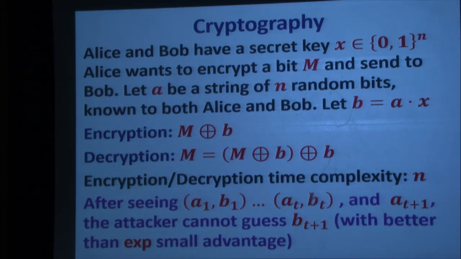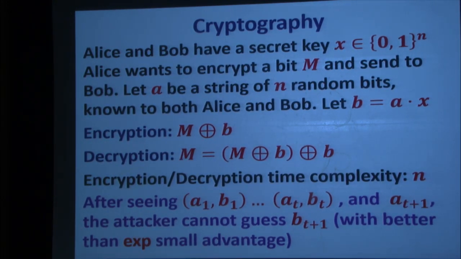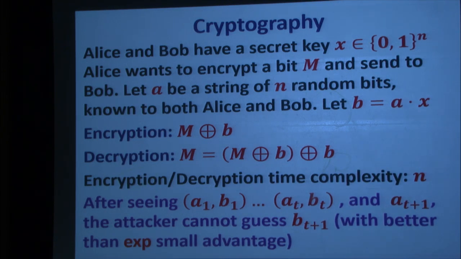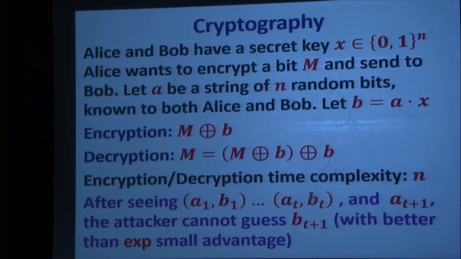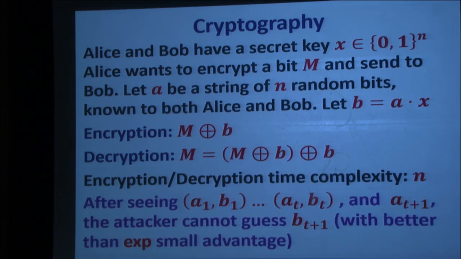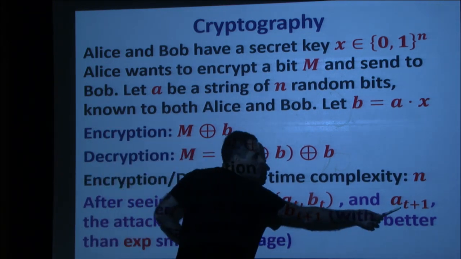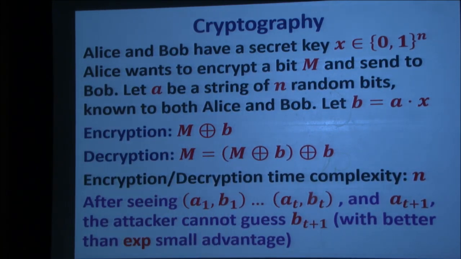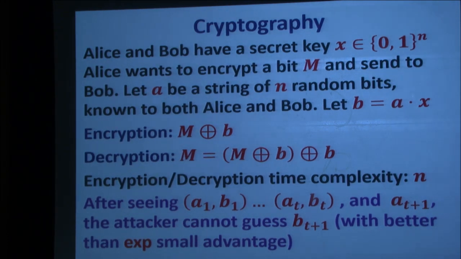I didn't tell that before, but this is the main result. You cannot guess X, you can guess only with exponentially small probability. And therefore, if the attacker cannot guess X, now there is a new random string A(T+1) that the attacker can see, but this is not a problem.